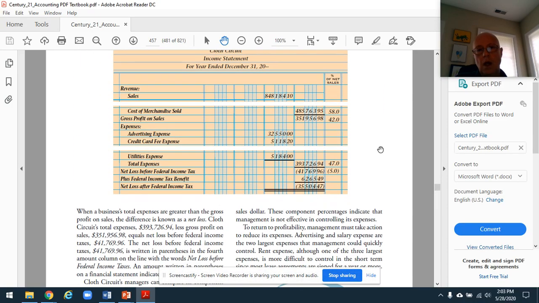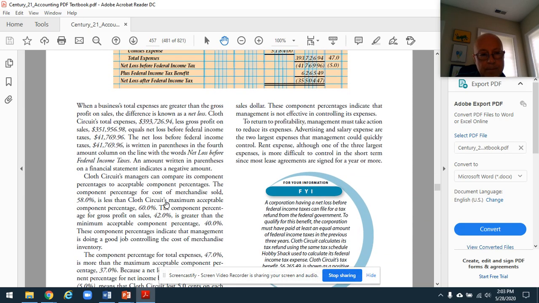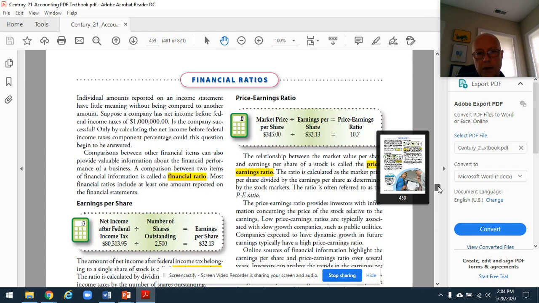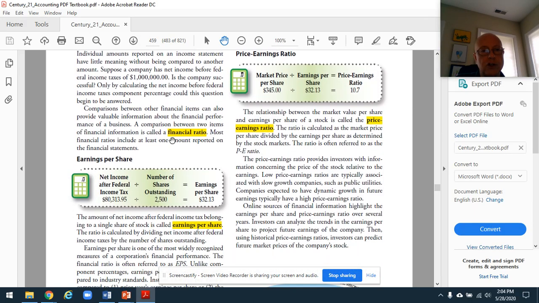All right. So here's our income statement. Again, this would have been an in-class exercise we would have gone through. I'm not going to make you do it here, but I want you to do the financial ratios. Financial ratios are a comparison between two items.